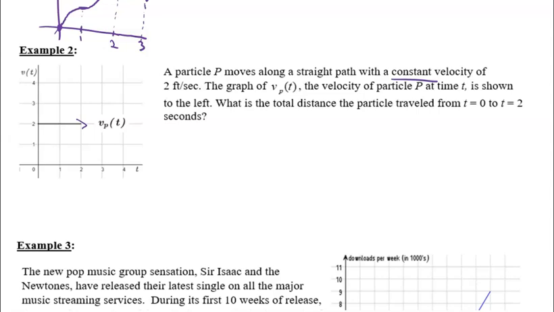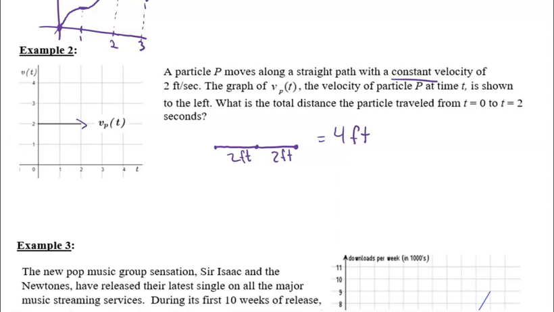This is my t-axis, this is my velocity axis. So the question says, what's the total distance the particle traveled from time 0 to time 2? Well, if we think about this for a second, we know that if we are walking 2 feet per second, over the first second we've gone 2 feet, and over the second we've gone another 2 feet. So we know that that's going to be a total of 4 feet, okay? But let's see how that's represented in the graph.